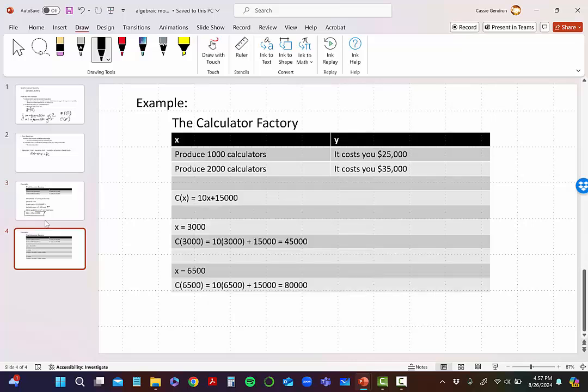Now, let's look at the next part. If I wanted to know how much 3,000 calculators are going to cost, I'm going to put the 3,000 in where the x is. And that means wherever I see an x, I'm going to put 3,000. So that equals 45,000. What about 6,500? That equals 80,000. We put it in wherever we see a variable. Okay?